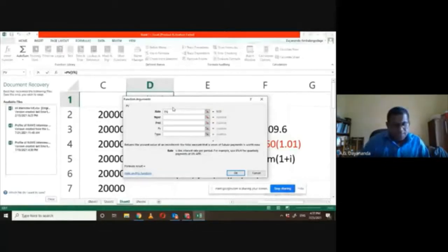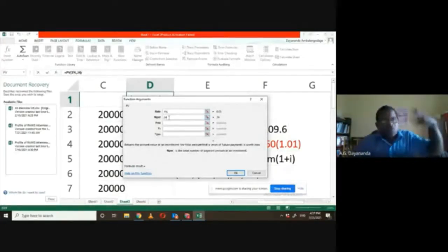We should enter 1%, and you see it shown in decimals as 0.01. NPER means number of periods. The number of periods is 24 months, because it is for 2 years.